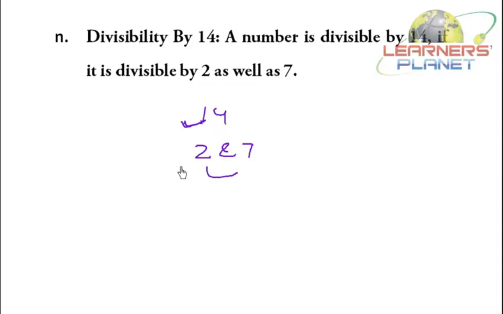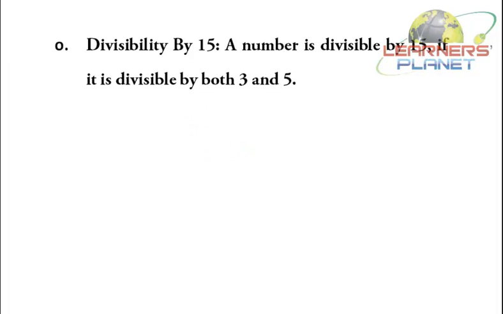Okay. Similarly, we can take the case of 15 as well. In the case of 15, we have to check whether the given number is divisible by 5 and 3 both as well. So a number is divisible by 15 if it is divisible by both 3 and 5. Again, 3 and 5 here are the factors of 15 which are co-prime to each other.